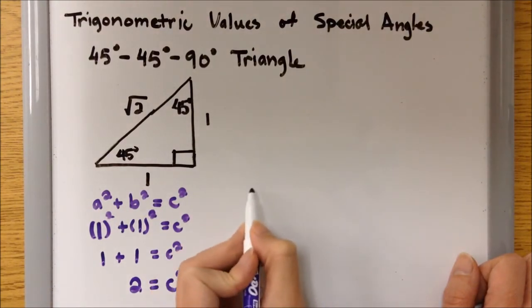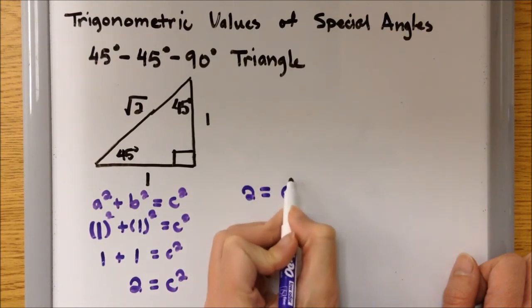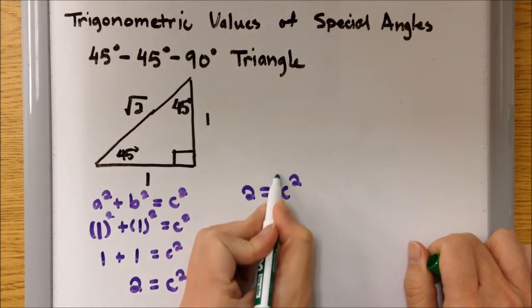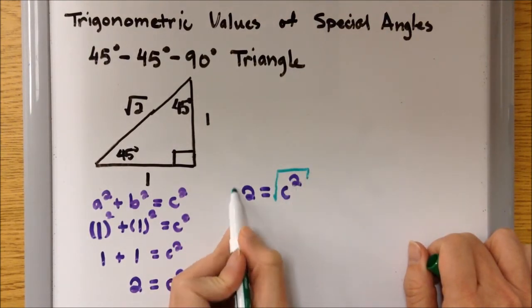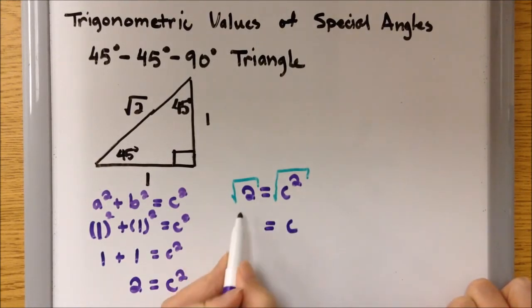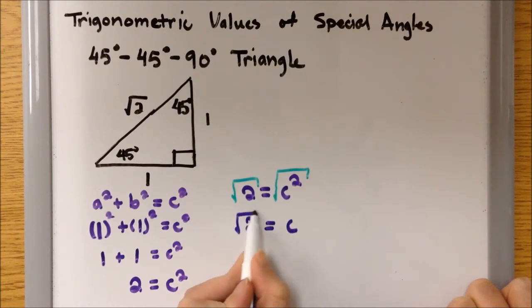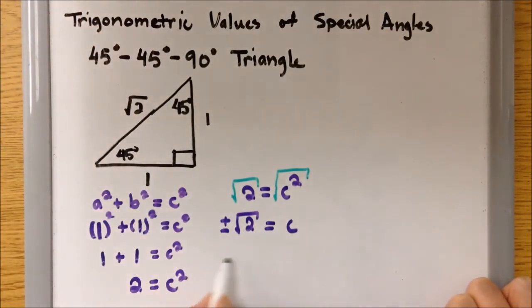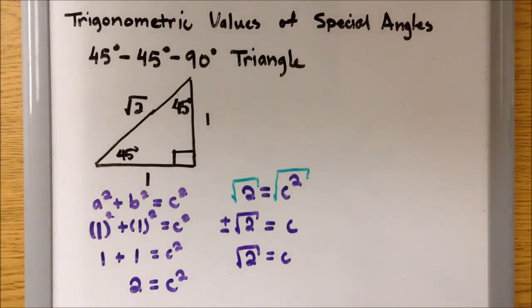So over here, with some more room, when I'm trying to get c by itself, I need to do the opposite of the square, which is square root. Since I did it on the right side, I gotta do it on the left side. So the square root of c squared on the right is just c. The square root of 2 is plus or minus square root of 2. But whenever we're dealing with the length of a shape or object, we always use positive. So square root of 2 is c. That's why we have square root of 2 for the hypotenuse.